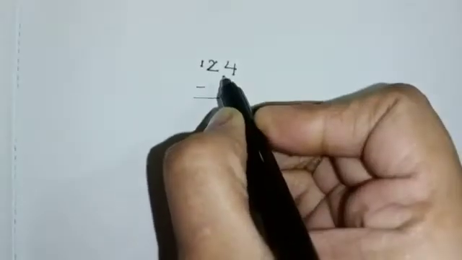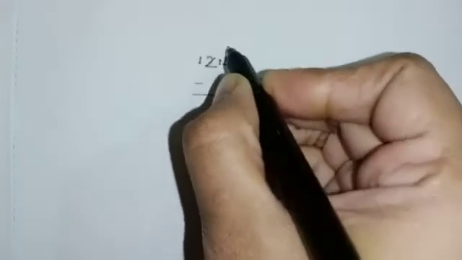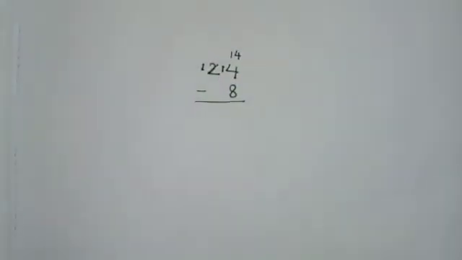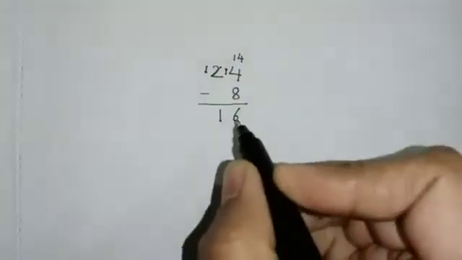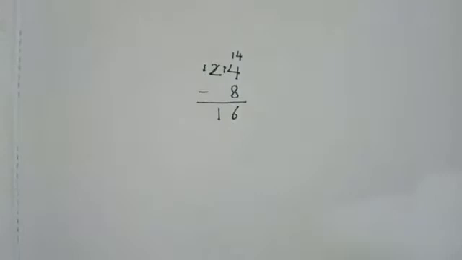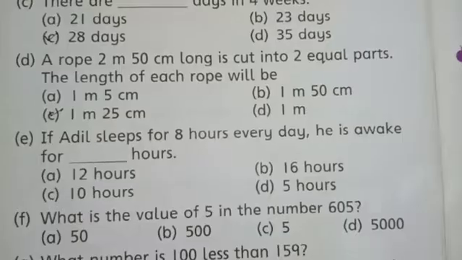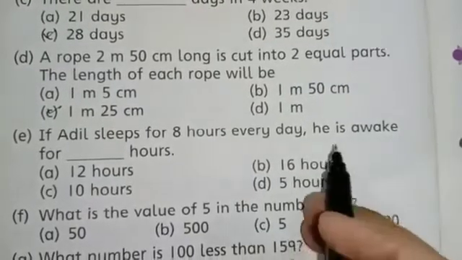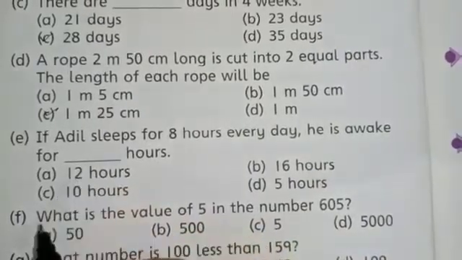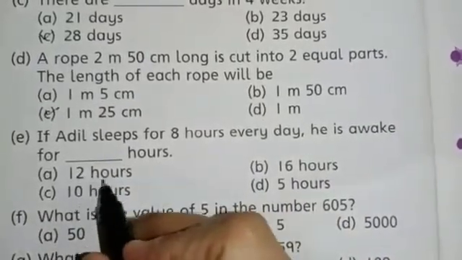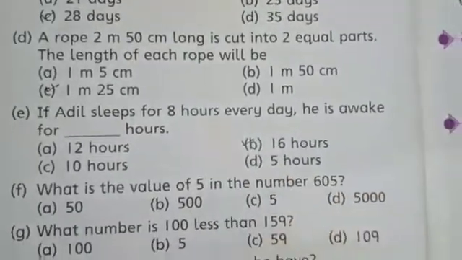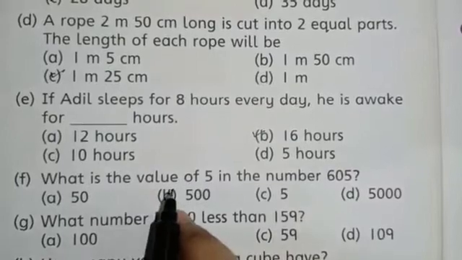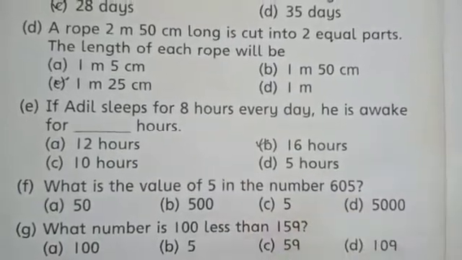It leaves 1 here and now it becomes 14. Now 14 minus 8 is 6, and the 1 stays as it is. So how many hours is he awake? He is awake for 16 hours. So what is the correct answer? 12 hours? No. Yes, it's B part, 16 hours.